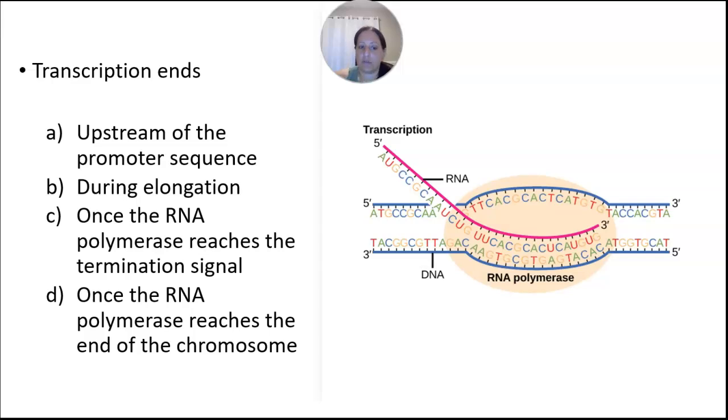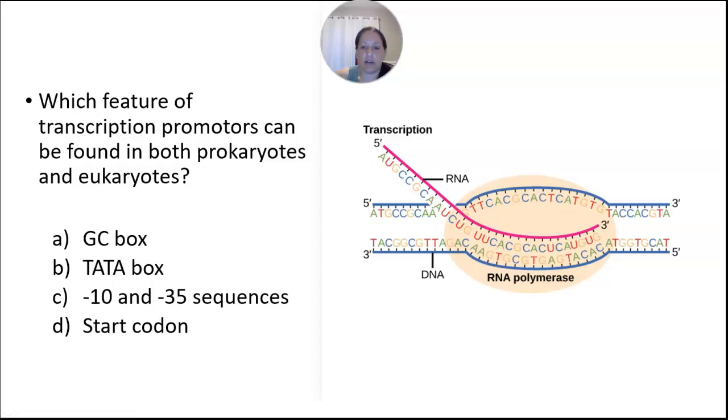And so the correct answer there would be C. Okay, so no, it's not upstream of the promoter sequence. It's downstream. It's at the end of the gene. B is not correct. Elongation is when the RNA transcript is growing, so that's not termination. And D, it says once the RNA polymerase reaches the end of the chromosome, not necessarily, maybe, but it's when RNA polymerase reaches the end of the gene, which can be anywhere in the chromosome, not necessarily at the end. And so C is the only one that is correct. RNA polymerase will reach a region at the end of the gene where there's some type of a termination signal.